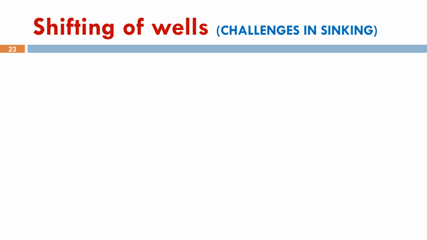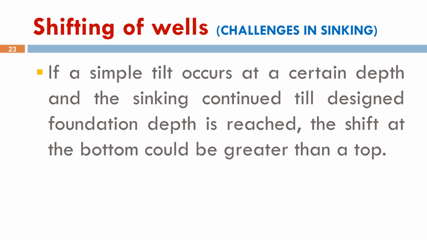The final challenge is shifting of the well, which is the horizontal movement of the entire caisson away from its intended position. Unlike tilting, where the well leans, shifting occurs when a tilt is left uncorrected during sinking. As sinking continues, the base gradually moves sideways, causing the horizontal displacement at the bottom to become much greater than at the top. Even a small shift can misalign bridge piers and increase structural stresses.